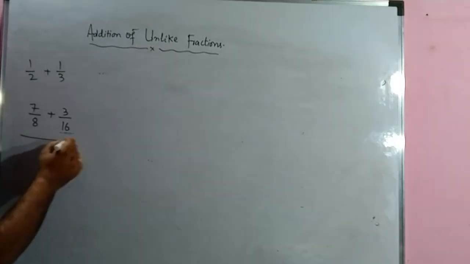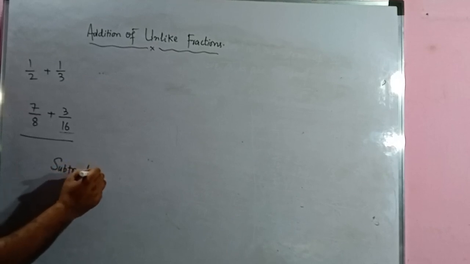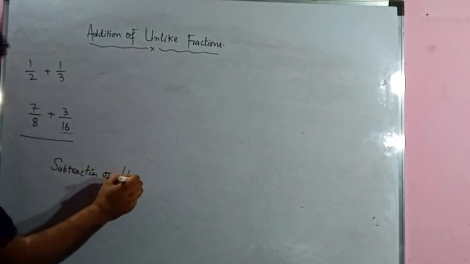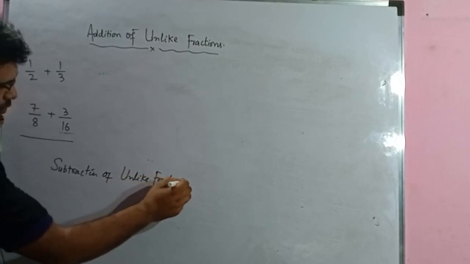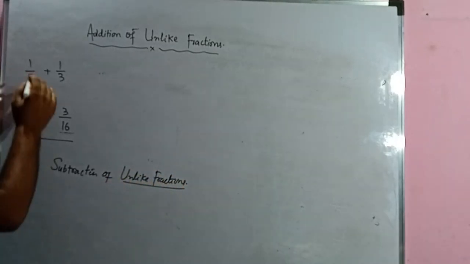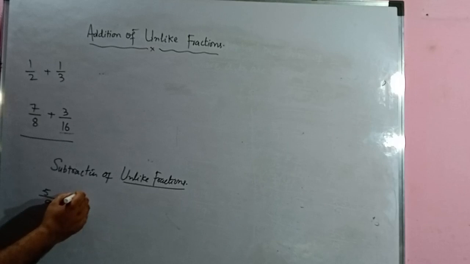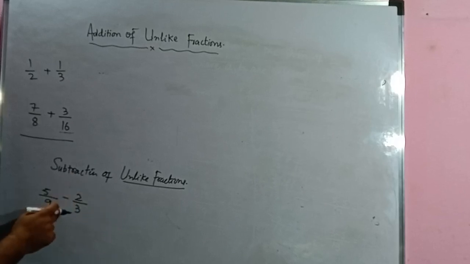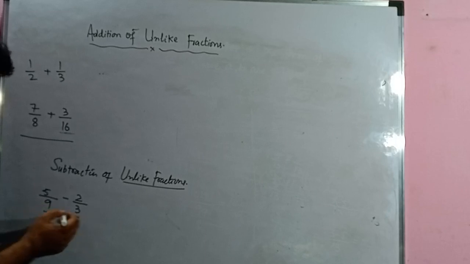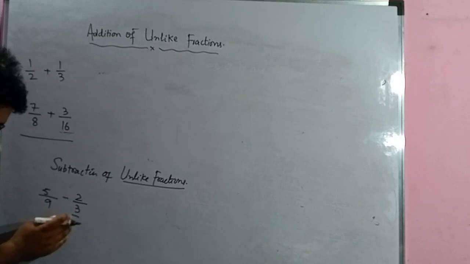And similarly, the subtraction of unlike fractions. What are unlike fractions? Those having different denominators. For example, I will write here 5 divided by 9 minus 2 divided by 3. How to do the subtraction? You can see here we have different denominators. These are unlike fractions.